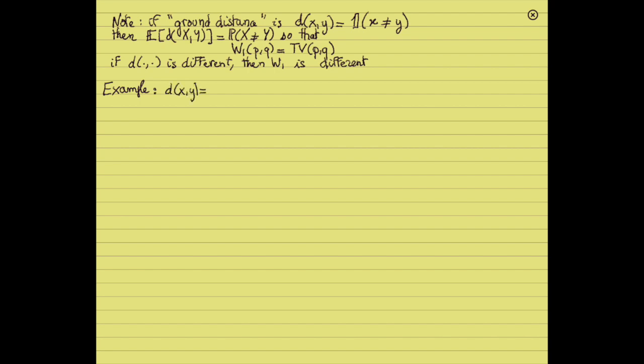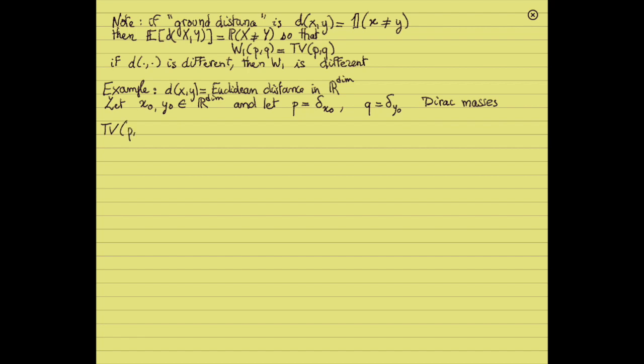Let's take another example. If d(x,y) is the Euclidean distance between 2 points in R to the power of some dimension, we will see now some similarities and differences between the total variation and the Wasserstein distance. So let's take 2 points, x0, y0. And let's imagine first that P is simply a Dirac mass on x0 and Q is a Dirac mass on y0. So those are just two Dirac masses. So with probability 1, the variable following P is equal to x0.